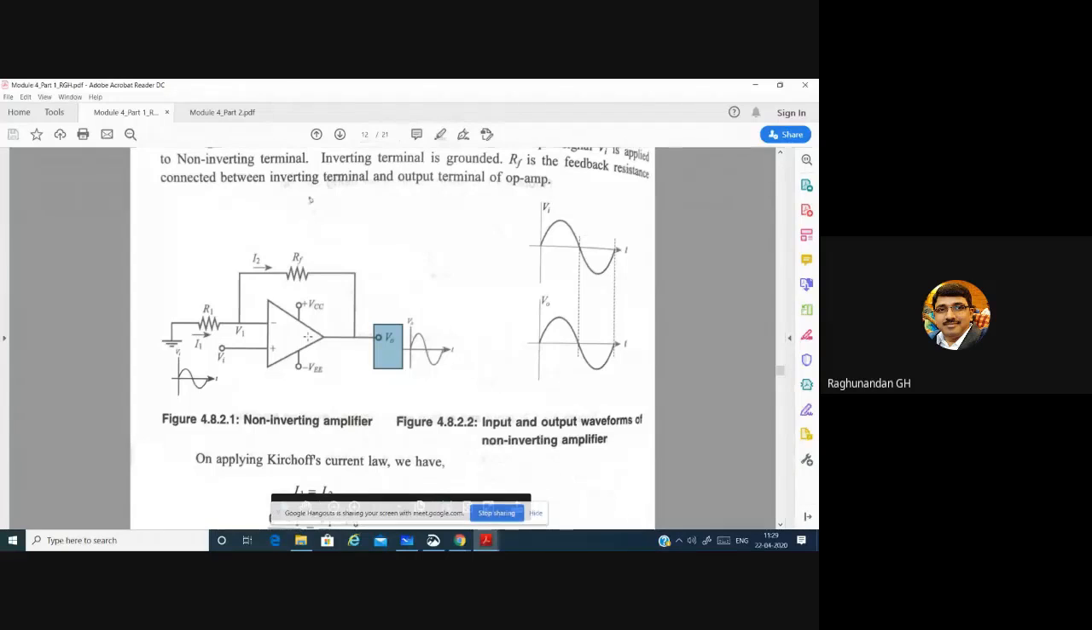We just want to reduce the gain, because the op-amp already has 2 into 10 to the power of 5, and the op-amp is given with voltage. So we are going to use negative feedback here.